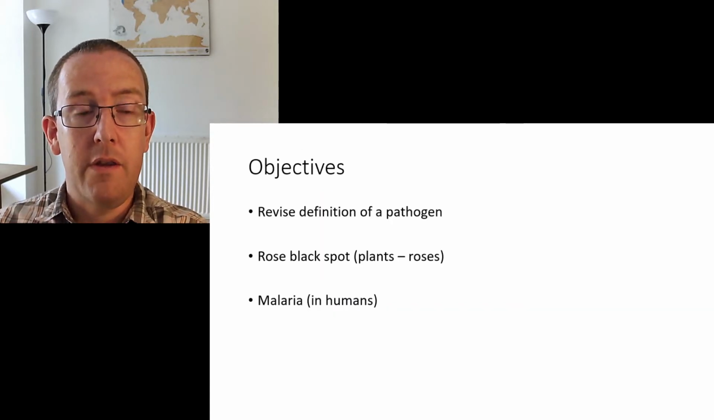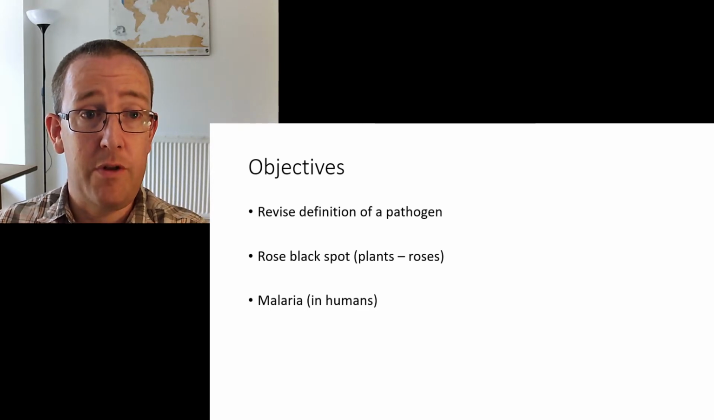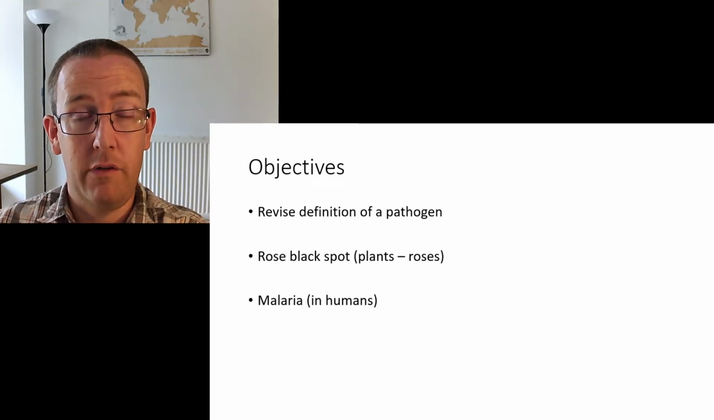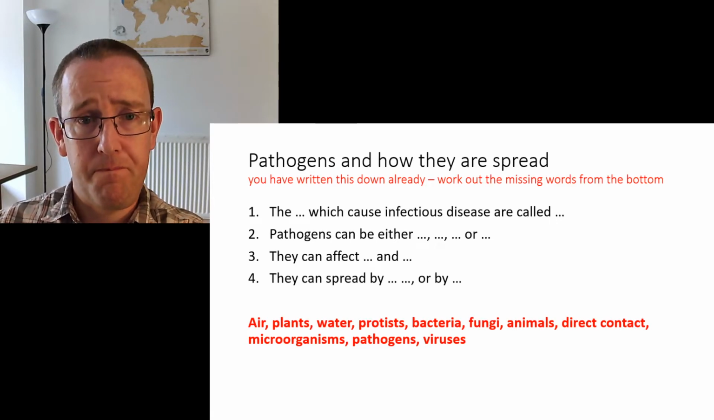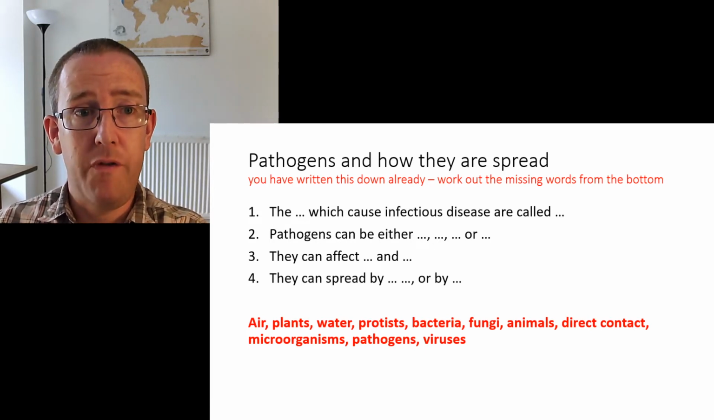So, the objectives go as follows: to revise pathogens and to look at this rose black spot in plants, and then to look at malaria in humans, which I think is actually one of the hardest parts of the syllabus. So we're going to be paying real attention when we get to that part. So, first activity, and there will be various ones throughout this lesson, is to pause the video here and try and do this word fill to revise how pathogens are spread. All of the words that you need are there. Pause the video now.